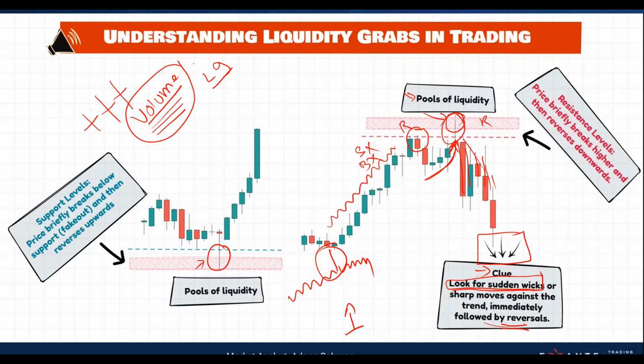This is a tip. If you cannot go through this whole process in your mind while you're looking at the chart, this is the main thing you need to follow.